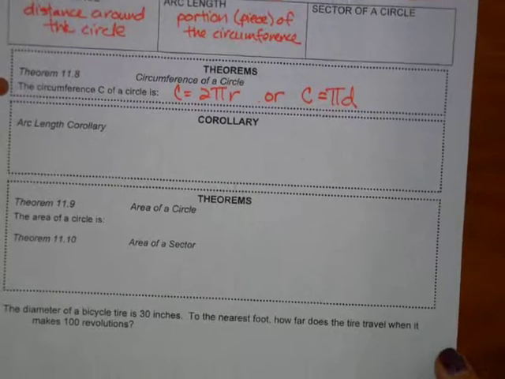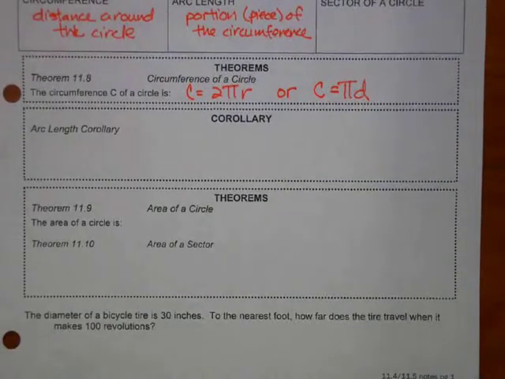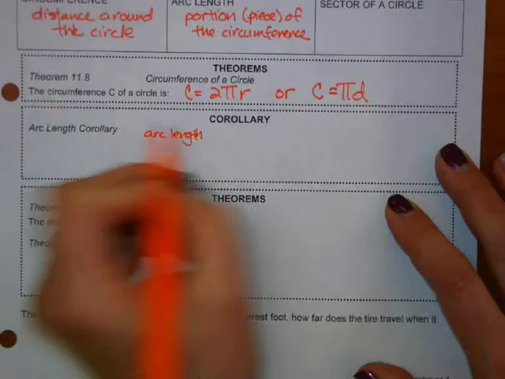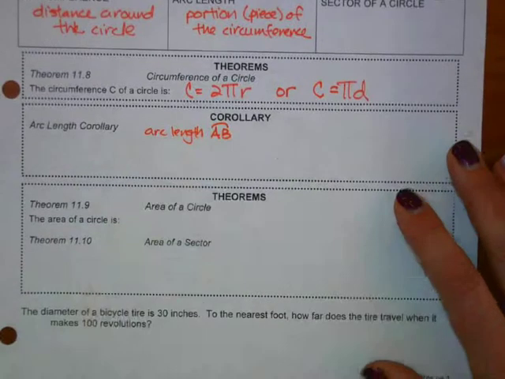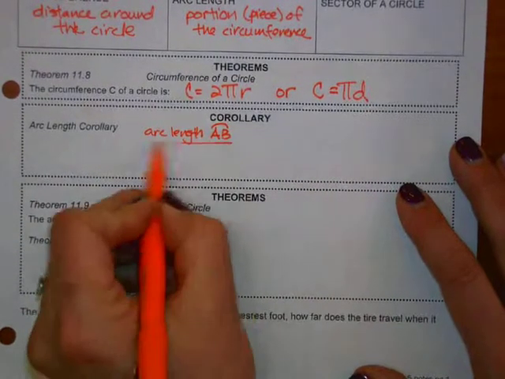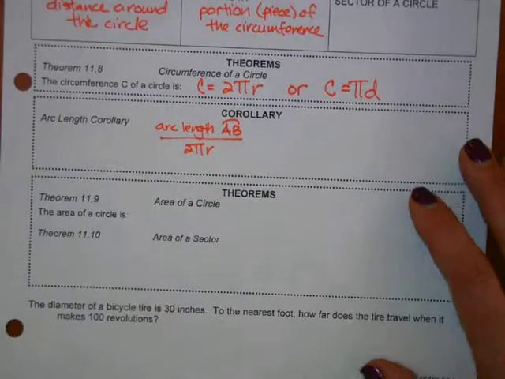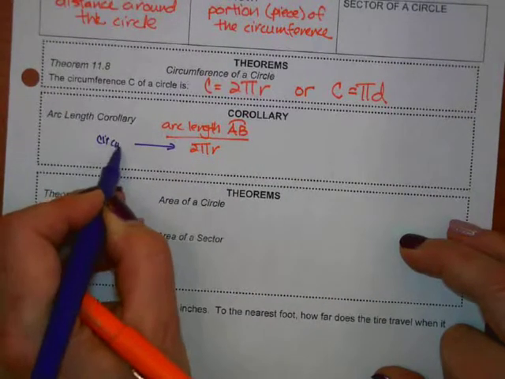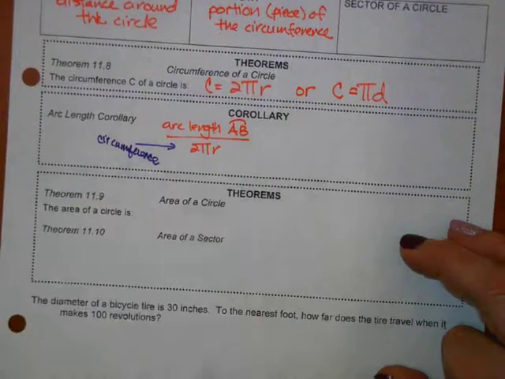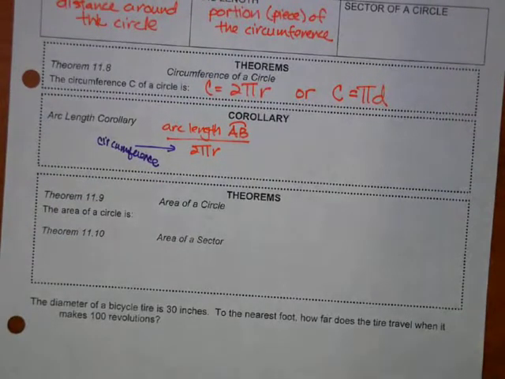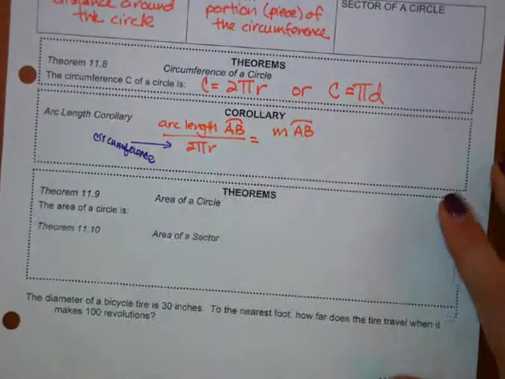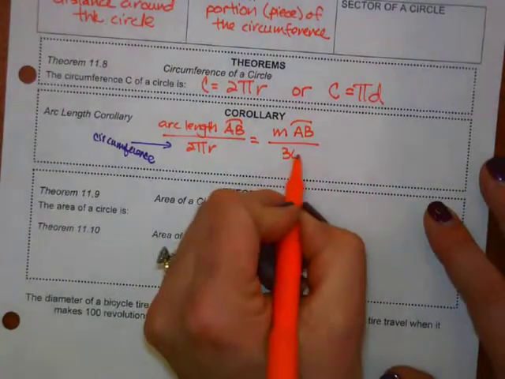Okay. Arc length corollary. So we have a little formula we use, a little proportion to find arc length. Arc length of, say, arc AB. This is how you find it. 2 pi r. Isn't that the same as the circumference? Notice. Just pointing that out. Equals the measure of arc AB, which is going to be degrees, over 360 degrees.